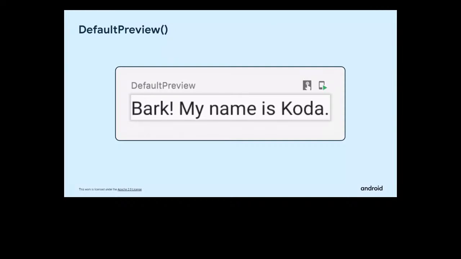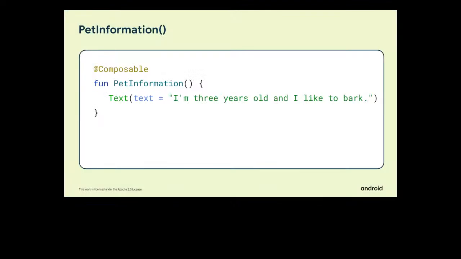What do you do after that? You put in some kind of information, right? You just don't want the name of the pet. So we are going to make another function so that it can be reused. This will be pet information. So it will give some description about the pet. Here we are entering a text description, which will be I am 3 years old and I like to bark.